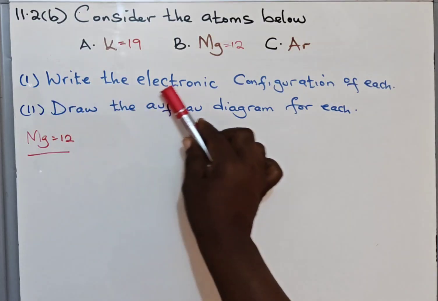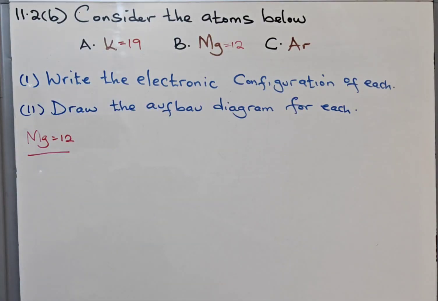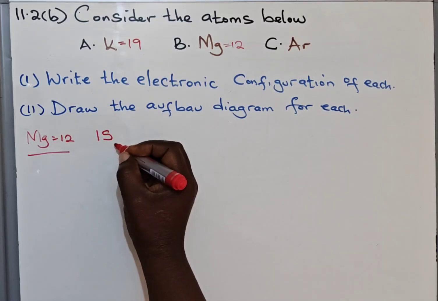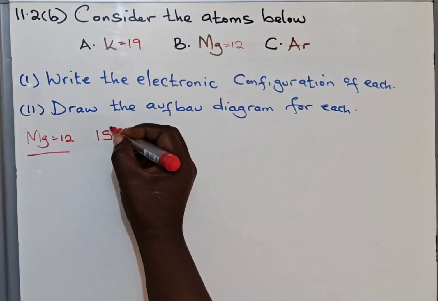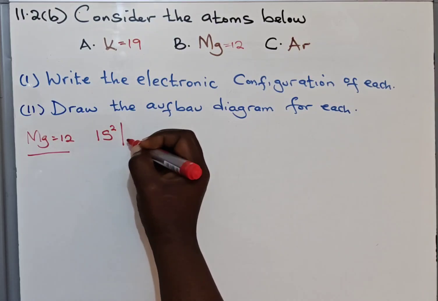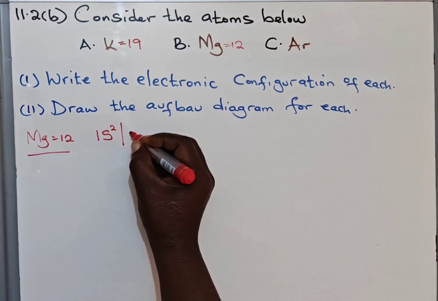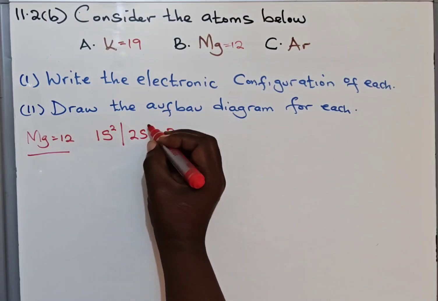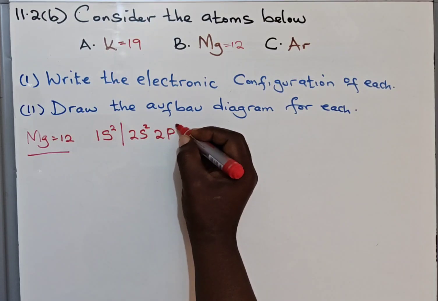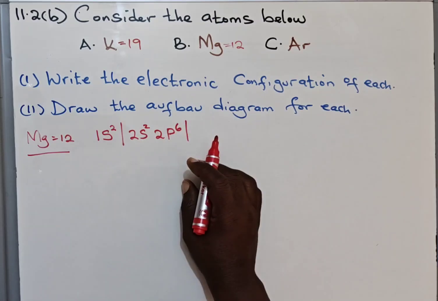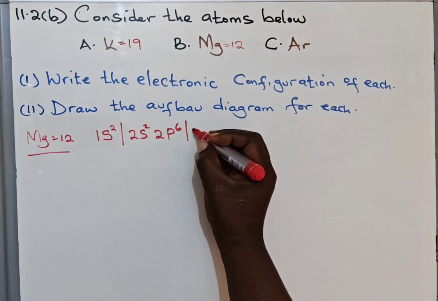And if we are writing the configuration, what do you do? You start with the first energy level. It's 1, and 1 has only s, which takes up a maximum of 2. Next is the second energy level, which has 2s and 2p. S takes up a maximum of 2 and p a maximum of 6. When you count here, we have 10 so far, and we are remaining with 2.